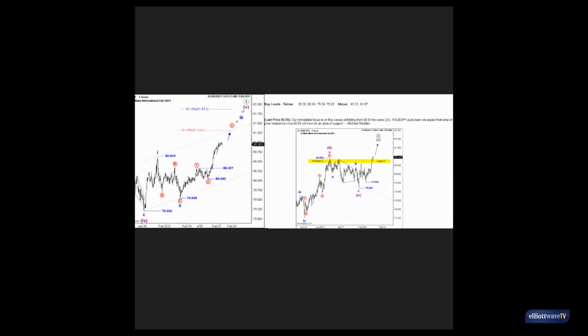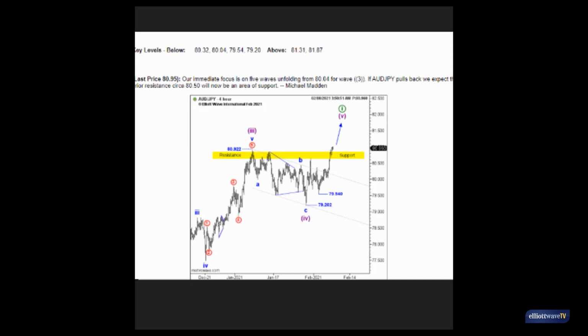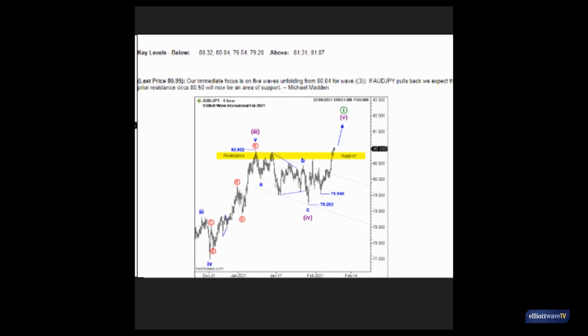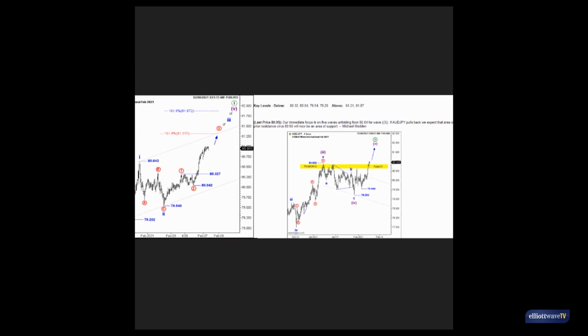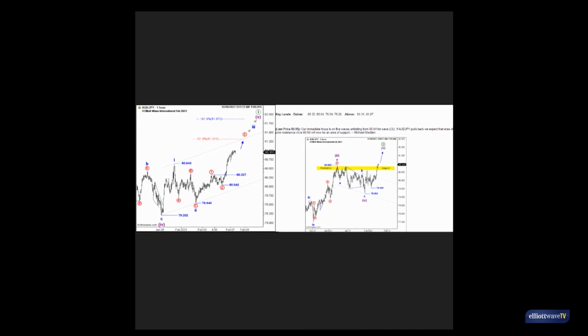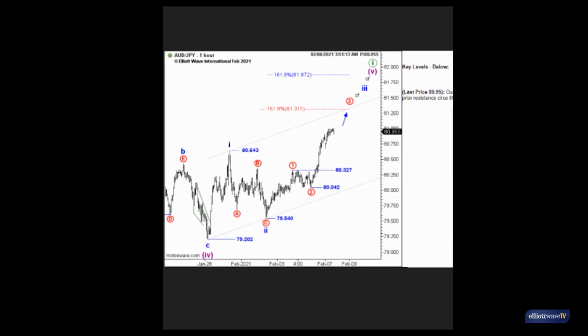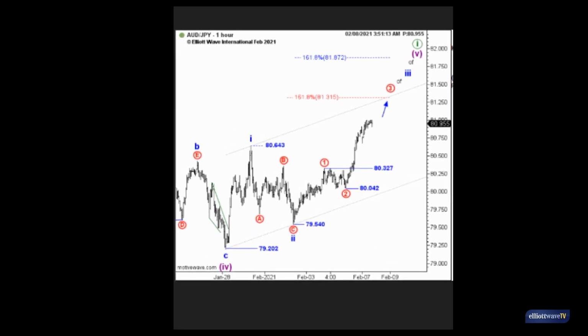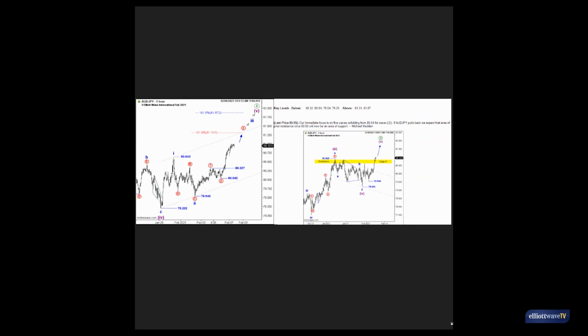And here is a real-time example of putting this theory into practice with an excerpt from the Currency Pro services. This is an update from the 8th of February. And while the chart does explain itself, the update itself reads, our immediate focus is on 5 waves unfolding from 80.04 for wave 3 in circle. If Aussie yen pulls back, we expect the area of prior resistance circa 80.50 will now be an area of support. So like I was just explaining, within an uptrend, the area that was resistance, we now expect it to be support on a pullback, and once tested, the uptrend will resume.